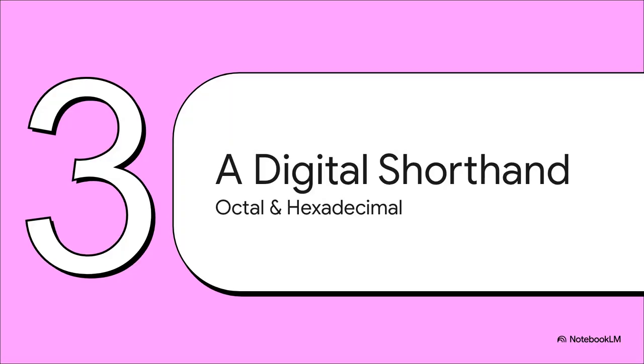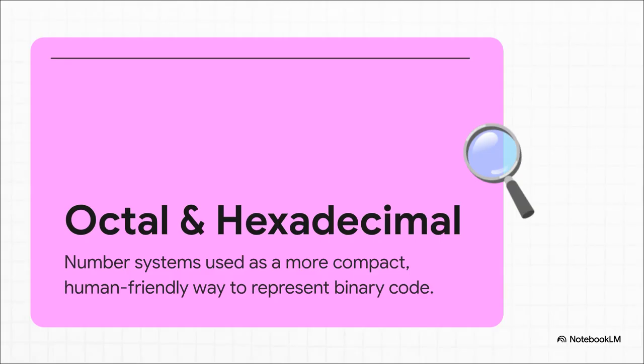So the people programming these things, the engineers and developers, they needed a middle ground. They needed a way to speak the computer's language without drowning in an endless sea of ones and zeros. Basically, they needed a shorthand. And this is where octal and hexadecimal come into the picture.